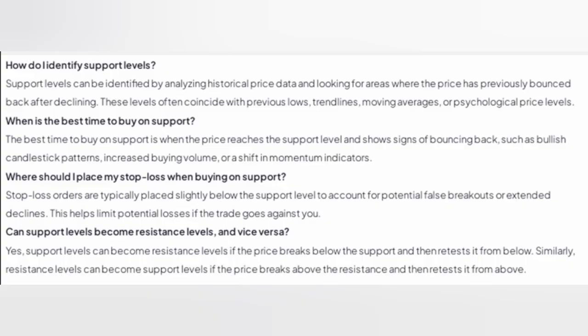Where should I place my stop loss when buying on support? Stop loss orders are typically placed slightly below the support level to account for potential false breakouts or extended declines. This helps limit potential losses if the trade goes against you. Can support levels become resistance levels, and vice versa? Yes, support levels can become resistance levels if the price breaks below the support and then retests it from below. Similarly, resistance levels can become support levels if the price breaks above the resistance and then retests it from above.